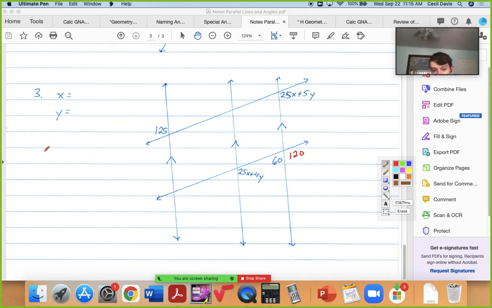I would write as my first equation for this one that 25x plus 4y is equal to 120. What kind of angles are this 125 and the 25x plus 5y? Alternate exterior. Is my transversal going across parallel lines? Yes, it is. So what's the relationship between those two? They're congruent. Since this has bigger numbers than the other one, I'm going to write it on top of the first one.